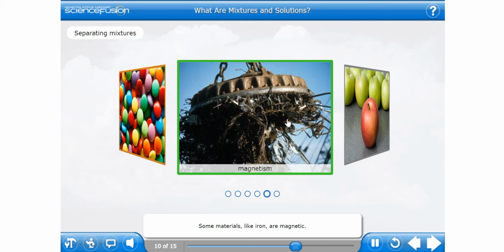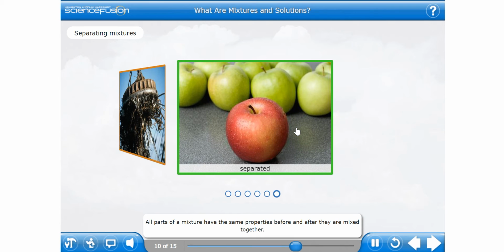Some materials, like iron, are magnetic. You can use magnets to separate magnetic and non-magnetic materials in a mixture. All parts of a mixture have the same properties before and after they are mixed together.